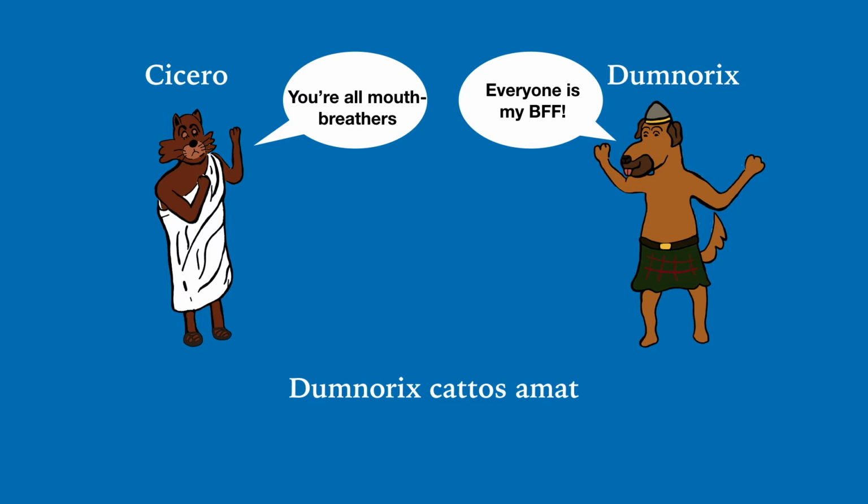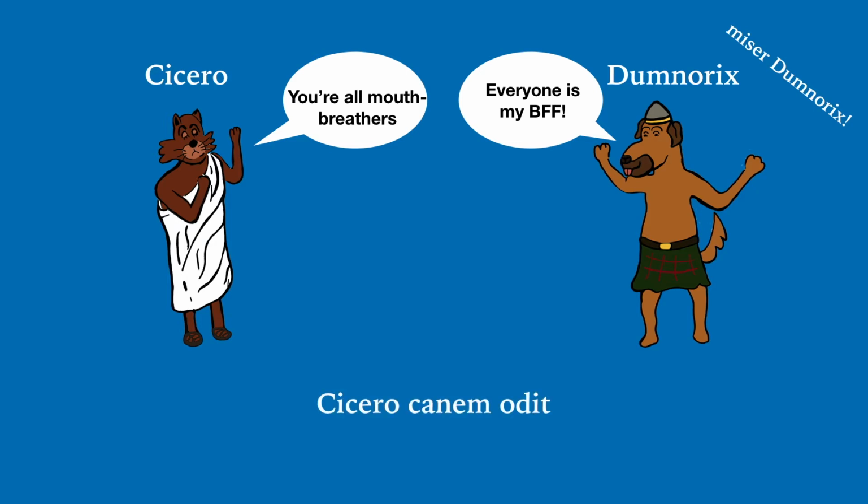Unfortunately, Cicero absolutely hates my dog, Dumnorix. Poor Dumnorix. Cicero canem odit. Cicero hates the dog. Canis is a third declension noun, so we need the third declension singular accusative ending em, as we see here. Cicero hates not only Dumnorix, but all dogs. Cicero canes odit, with es being the third declension accusative plural ending. Cicero hates dogs. So that is how the accusative is used to show a direct object.